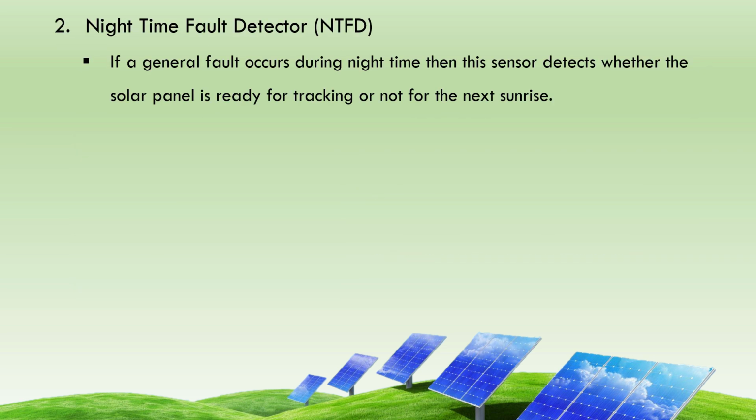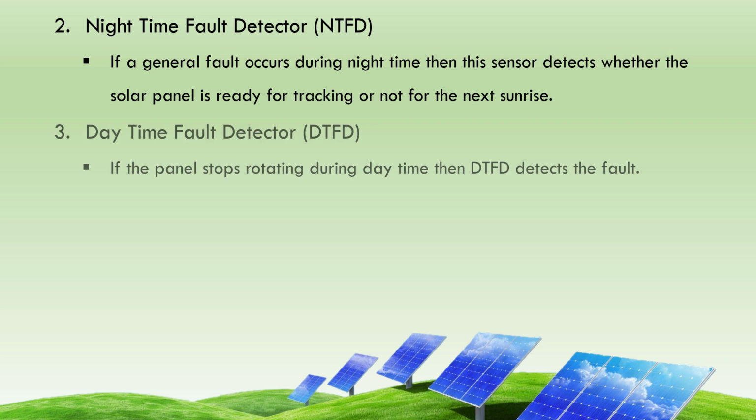In routine work of the system, if a general fault occurs during night time, then the next morning it would not work. So, the sensor nighttime fault detector detects whether the solar panel is ready for tracking or not for the next morning. Except some special condition like cloudy weather, the system is supposed to track the sun whole day. If the panel stops rotation, then this type of fault is detected by daytime fault detector.